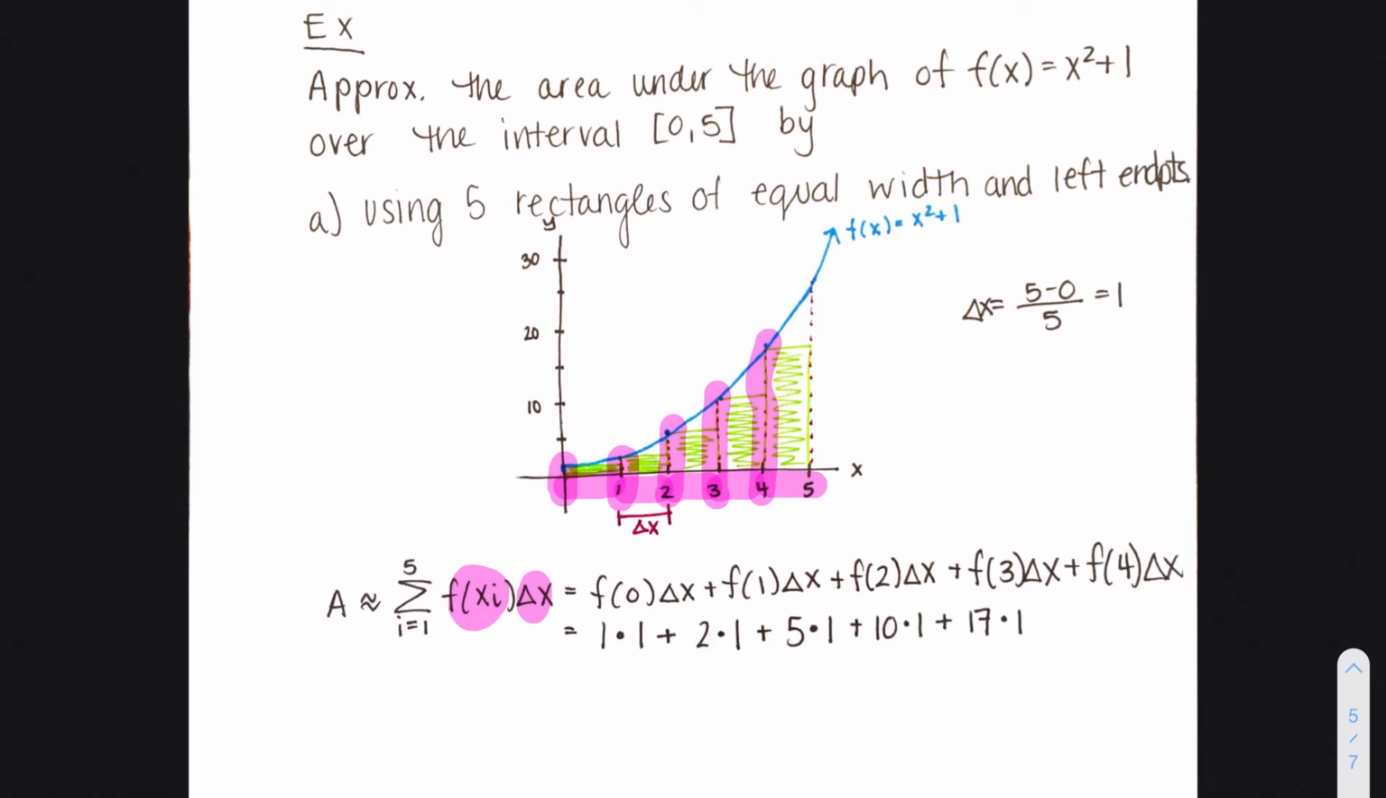f of -1 is 1, f of 0 is 1, f of 1 is 2, f of 2 is 5, f of 3 is 10, f of 4 is 17. And then delta x is 1 for every single one. So those are the widths of our rectangles. So if you add these together, it gives us an approximation for the area. So the area is going to be about 35.